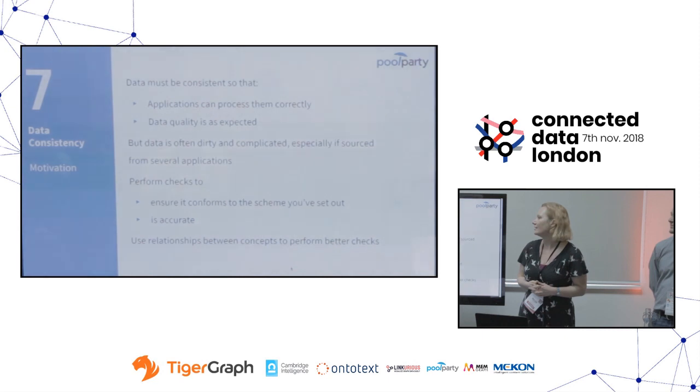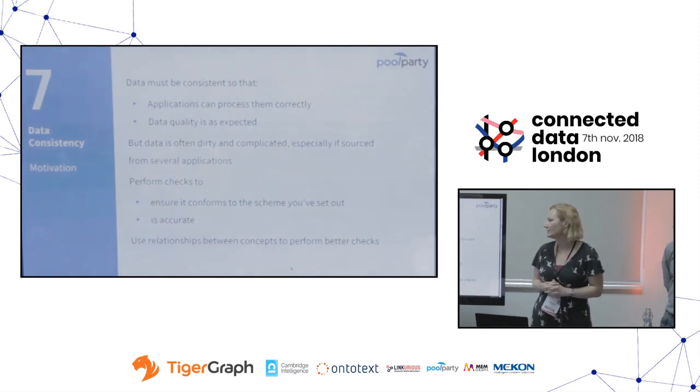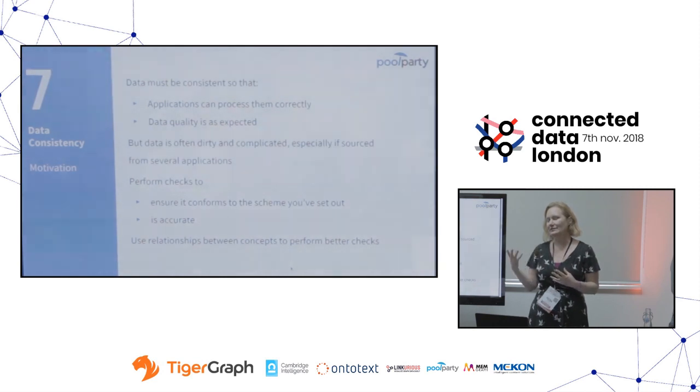So as Robert mentioned, we have some consistency requirements. We just wanted to cover a little bit why we needed data consistency. Obviously you need data to be consistent so that your data is of a certain quality and that it is what you expect it to be, so that the applications can process it correctly. Often, as I'm sure we all know, data can actually be quite dirty, quite complicated, particularly when you're bringing in data from different sources, and perhaps there are conflicts in context, and things don't mean what you expect them to mean.